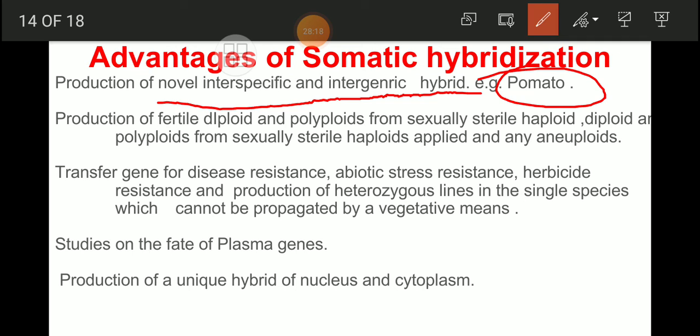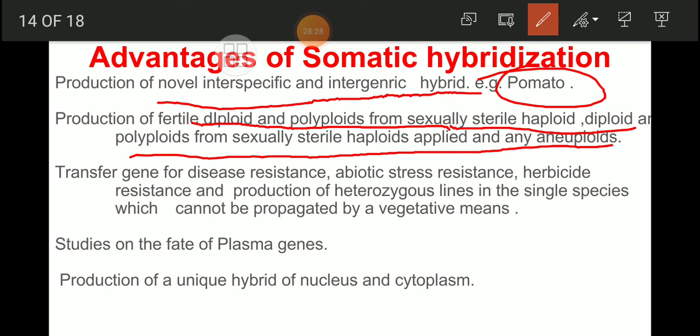The pomato variety, a novel production, is possible with the help of somatic hybridization. Then production of fertile diploids and polyploids from sexually sterile haploids, and any aneuploid. You have to keep in mind, my friends, most of the time some plants are not able to produce male gametes and female gametes. When there is no production, we have to say they are sexually sterile. But in such sexually sterile plants, it is possible to develop a new variety with the help of somatic hybridization.